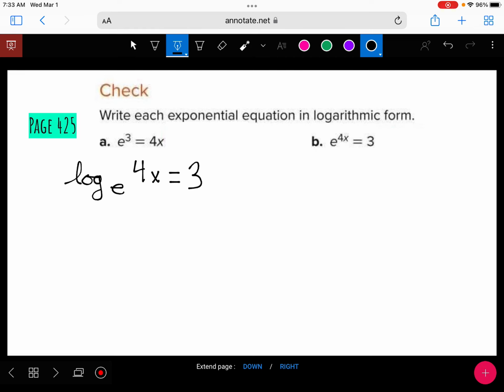Equals 3. And remember, log base e is also written as ln. That's our natural log. ln of 4x equals 3. These two pieces mean exactly the same thing: log base e of 4x and ln of 4x. But otherwise it just looks like log e.